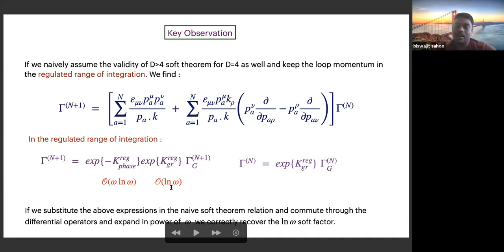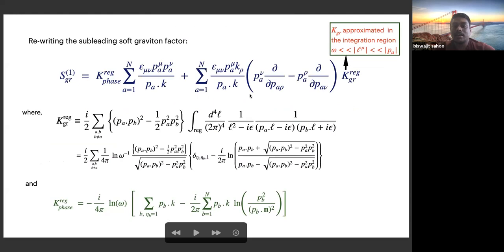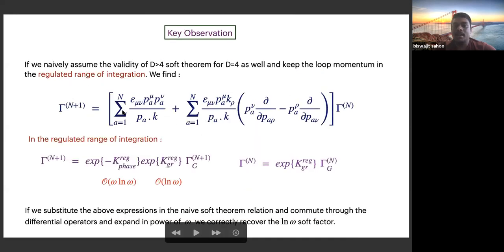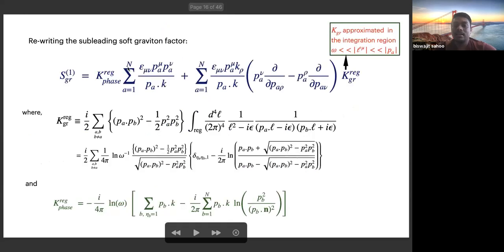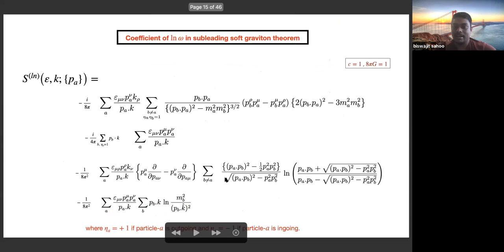and this KGR regulated goes like log omega and this K phase goes like omega log omega. Since the gamma n plus 1 has this extra factor, if you expand it, it will multiply the 1 over omega piece and also contribute to log omega. And this is exactly the factor which I have written in the earlier slide. That means if we consider the naive tree level soft factors to be valid for the full amplitude, but with the integrals regulated in the specified region I mentioned, and then commute through these tree level soft factors, you still recover the result which I mentioned here, and explicitly the expressions are written earlier.